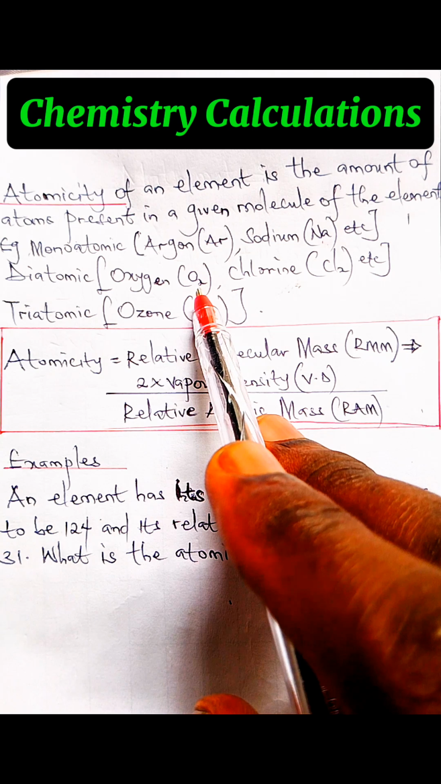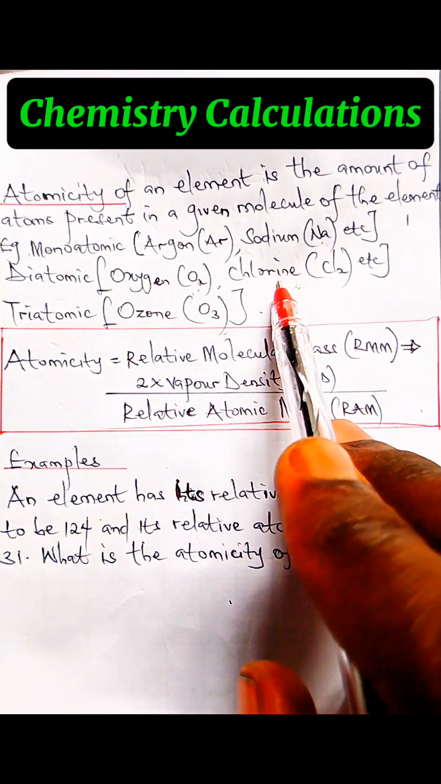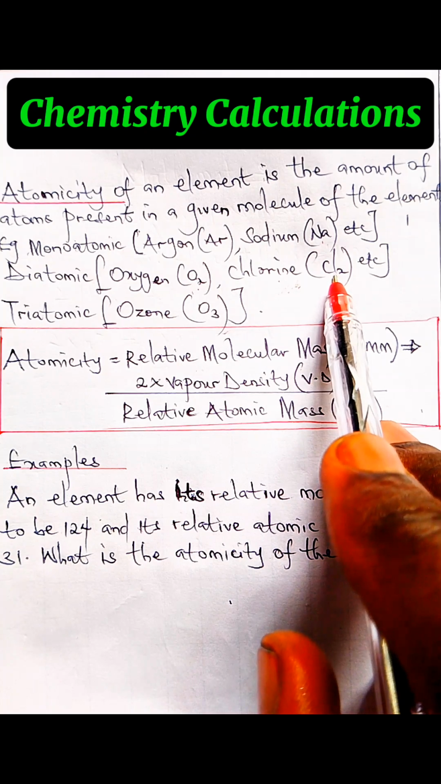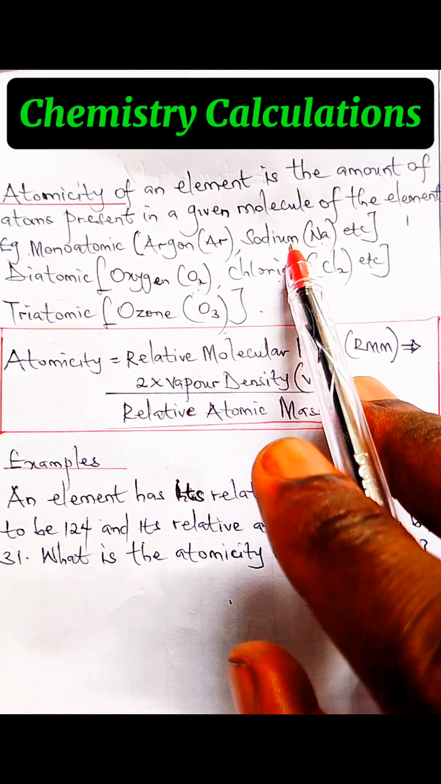And also you could have examples like HCl, hydrochloric acid, hydrogen and chlorine combining together to give us that molecule. So we have chlorine. Chlorine is diatomic, 2 atoms of chlorine. That's how we call it diatomic. Unlike argon, that is just 1 atom. Sodium, that is just 1 atom.